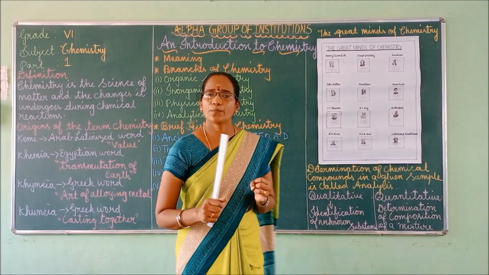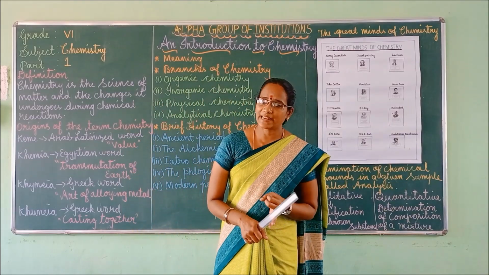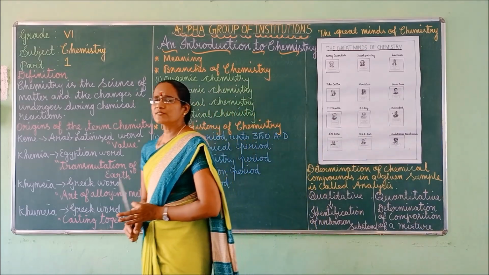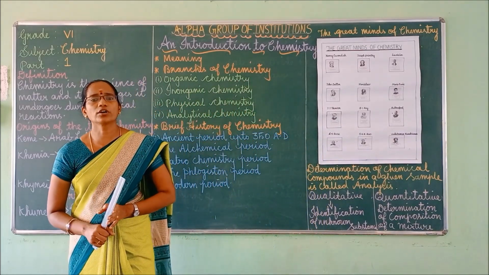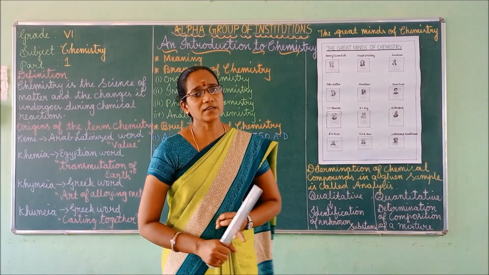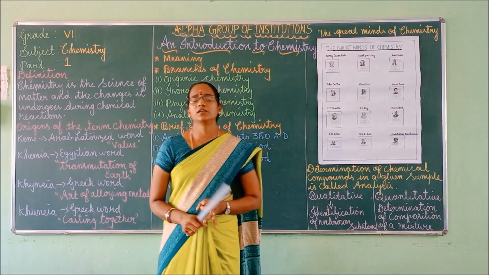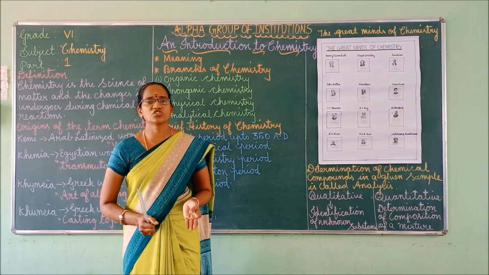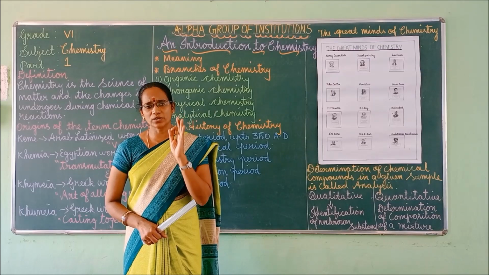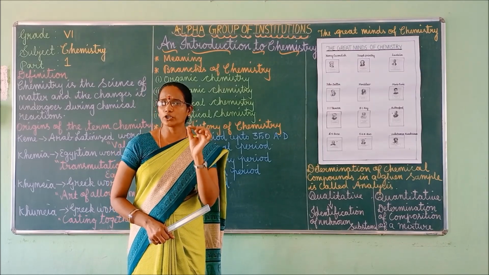One is called protons, next one is electrons, and third one is neutrons. What is meant by proton? Proton is a positively charged particle, electron is a negatively charged particle, and neutron has no charge, it is neutral. So these things you should remember, and also you should know about nucleus.